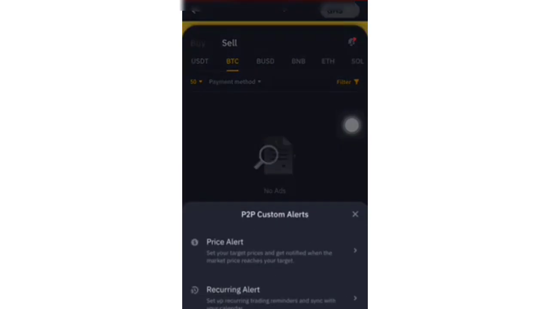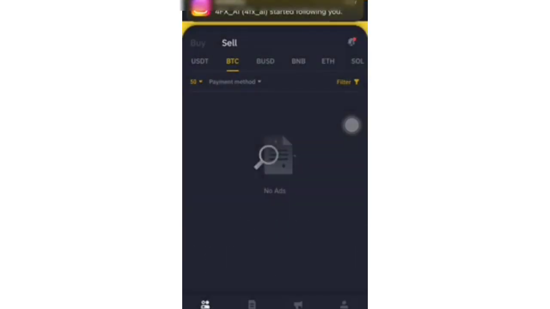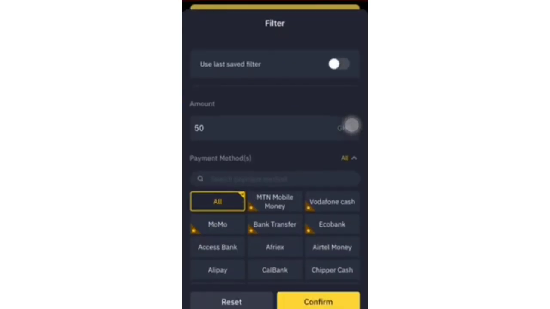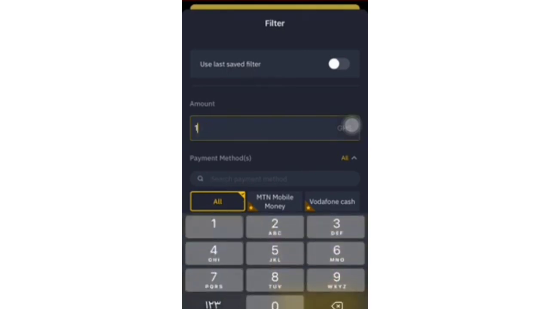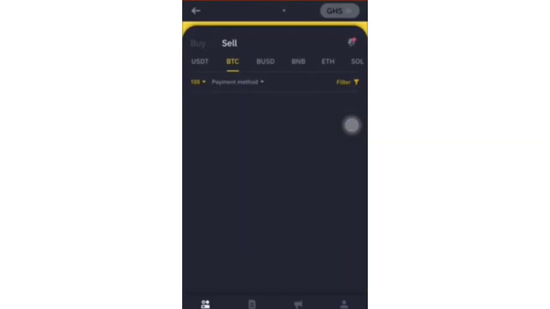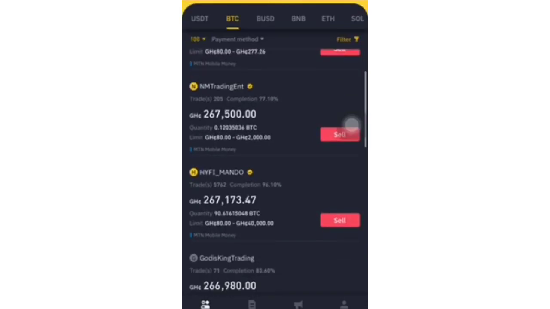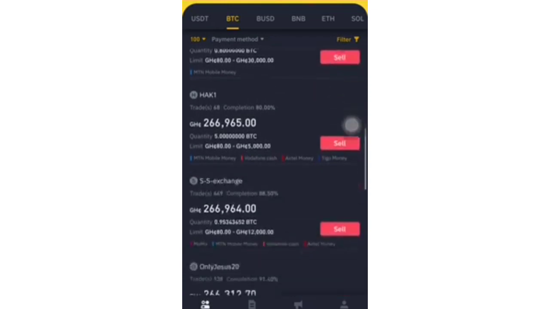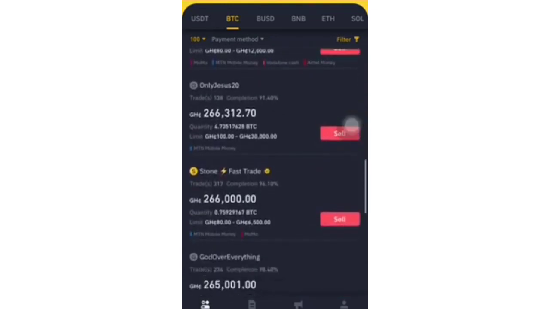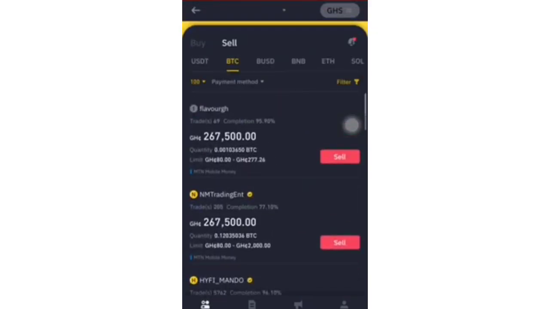Okay, there's no 50, so it means there's no 50. So what you've got to do right now, let's just say 100 Ghana cedis, for instance. You click and put all the payment methods. You're going to see at least the minimum is 80. That's what I see right now. The minimum is 80 transactions you can do. In most cases, from 80 to 100, like that. So you can see, guys, it's easy peasy.